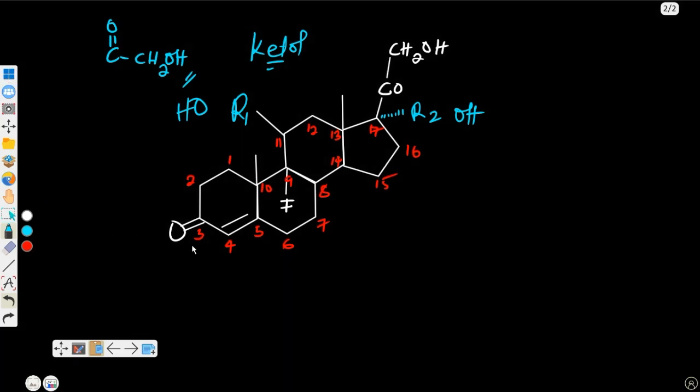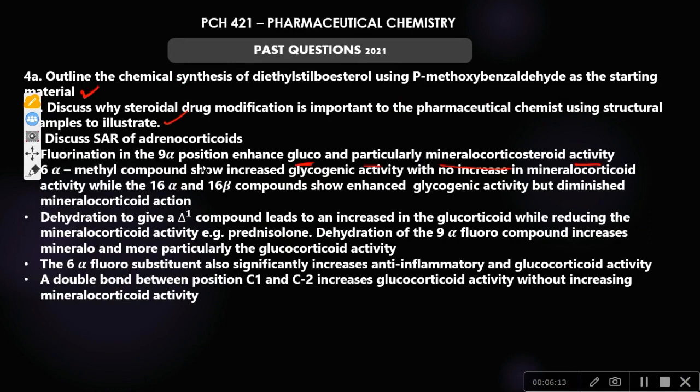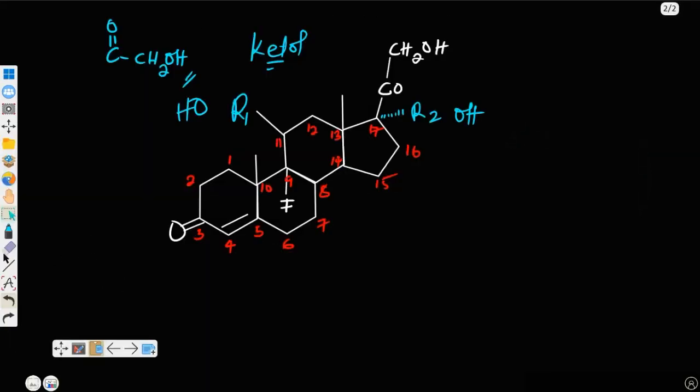So that is that. Now, we say fluorination in the 9-alpha position enhances glucocorticoid and particularly mineralocorticoid activity. 6-alpha methyl compounds show increased glucocorticoid activity with no increase in mineralocorticoid activity. Now, this one, if you look at this structure very well, we are adding new things to different positions. At position number 6, if you have a methyl group here, what we are saying is that it increases the glucocorticoid activity, but does not have any influence on the mineralocorticoid activity.